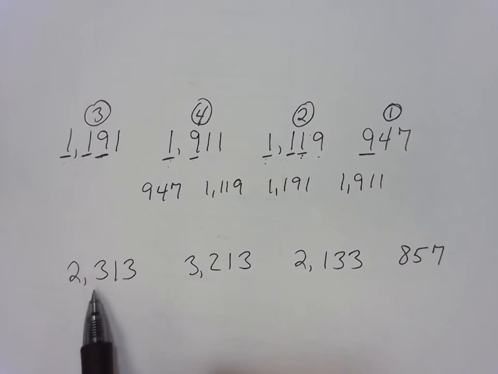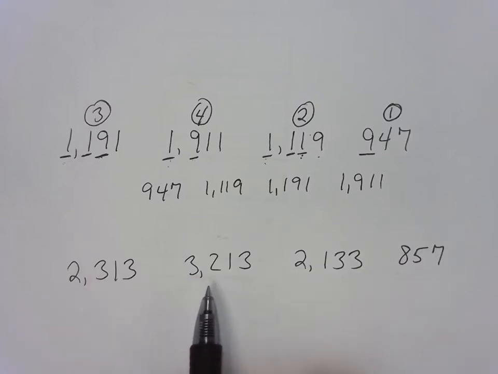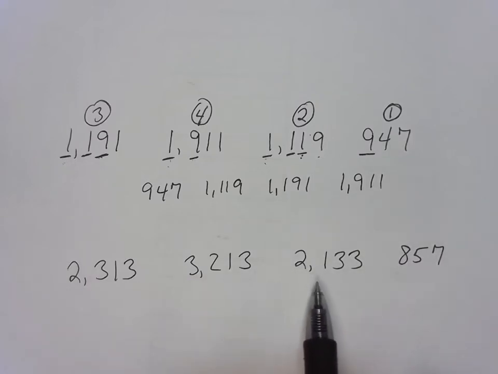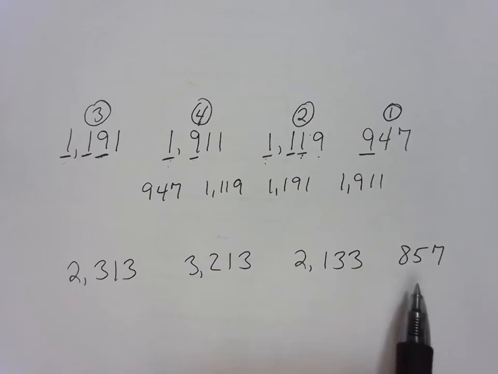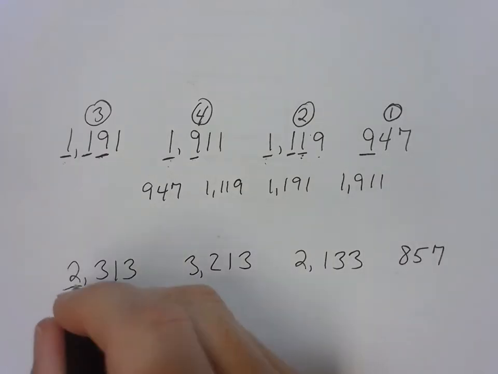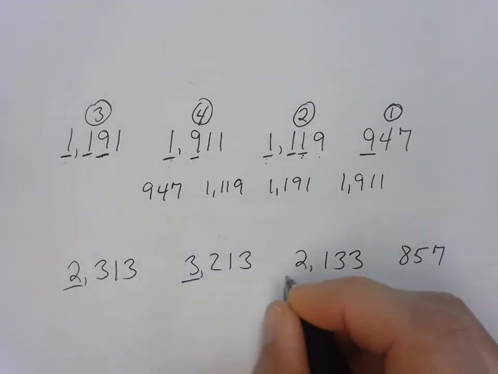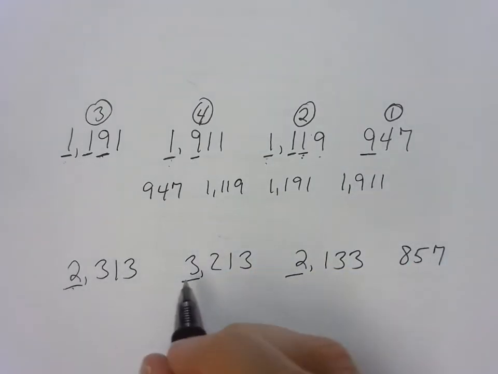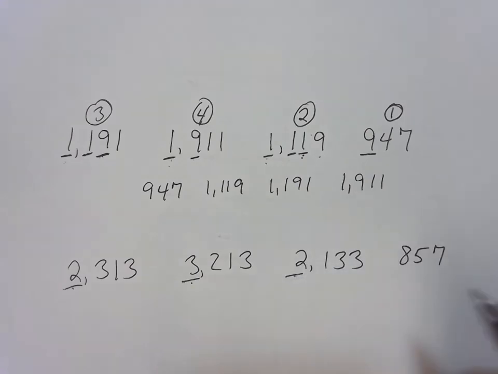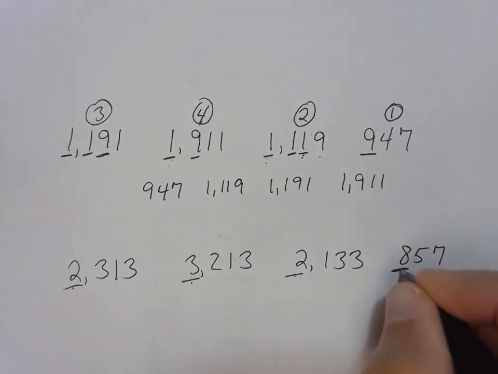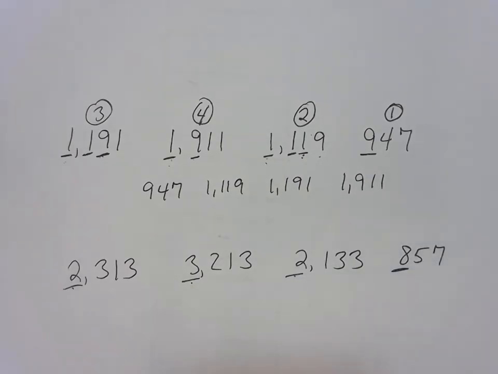So I have 2,313, 3,213, 2,133, and 857. So to do this, I want to look at the largest place value of each number to figure out which one's the biggest and which one's the smallest. So I have thousands place, thousands place, thousands place, and hundreds place. Now I can see my largest number very easily here, and I can also see my smallest number very easily here.